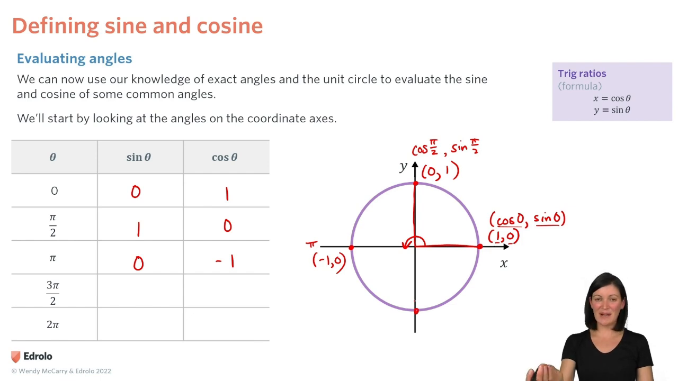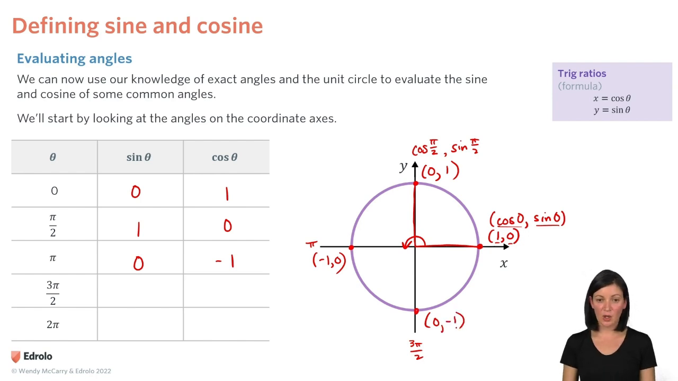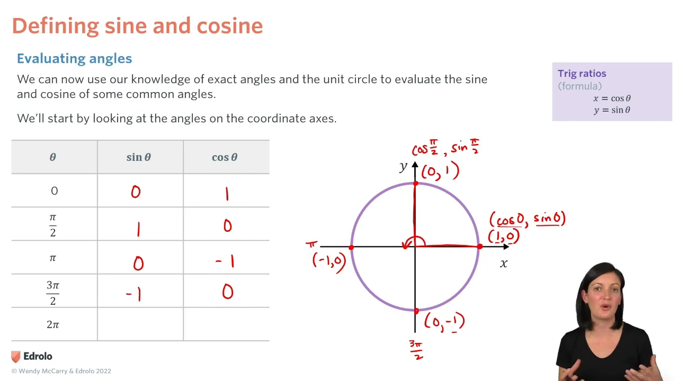All right. So our next one would be this point down here. Our angle down here, remember, is 3 pi on 2. And that is the point (0, -1). Okay, so the cos of 3 pi on 2 is 0. And the sine of 3 pi on 2 is -1. And that's going to really help us out later on, especially when it comes to understanding where the graphs of sine and cosine come from.